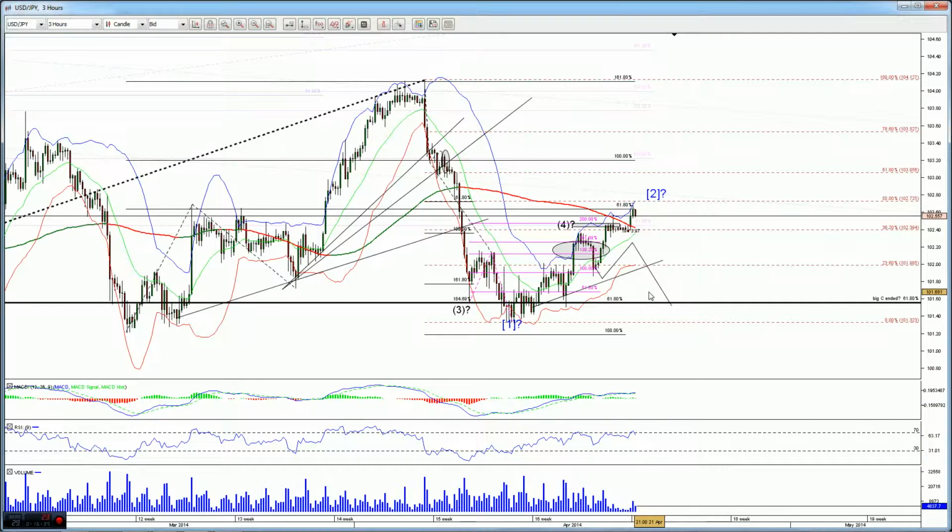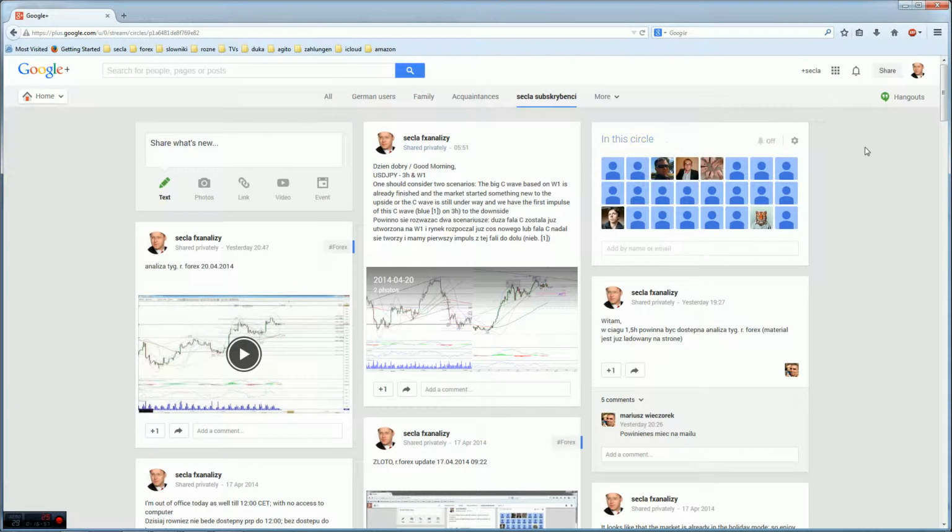Actually, what is not supporting an impulse is the decreasing volume. We don't have an increase in the volume in this move. It's actually going down. I will keep an eye on it, and I will inform you. I'll show some stuff on this Google Plus account.